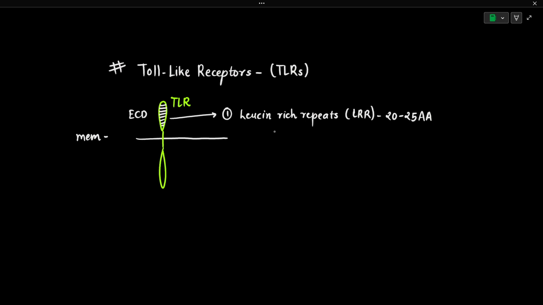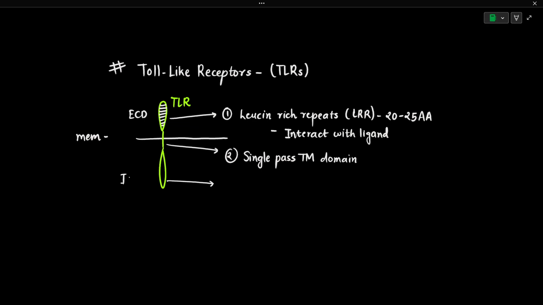The job they have is to interact with ligands. These leucine-rich repeats are going to interact with ligands such as viral RNA or bacterial flagellins. Whereas the second domain is the transmembrane domain. The TLRs have single-pass transmembrane domains, which are going to hold them on the membrane. Whereas here you can see the intracellular domain.